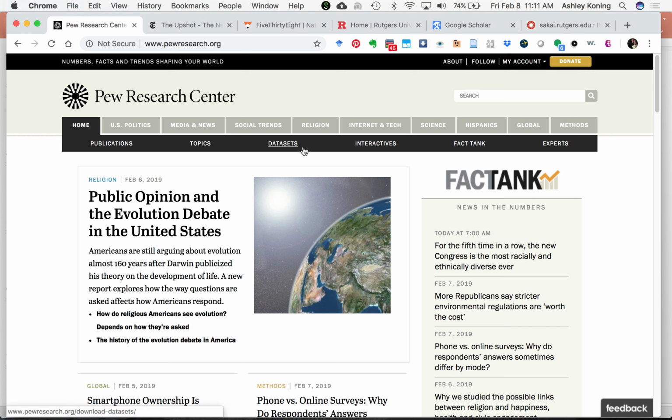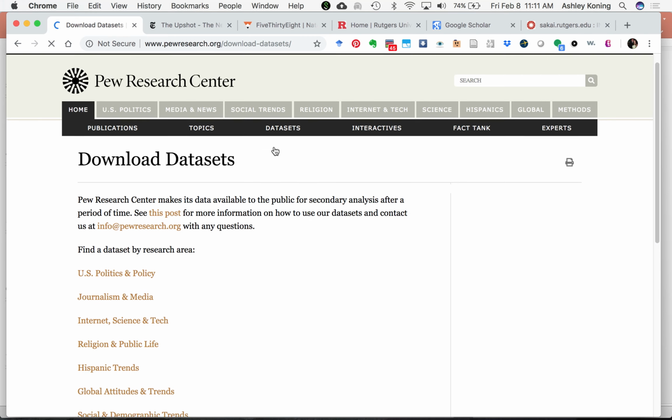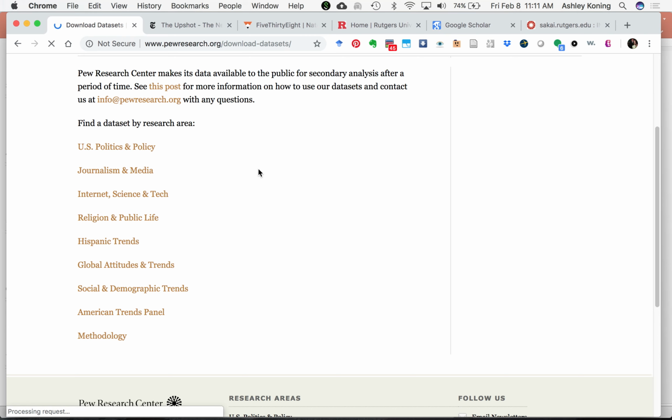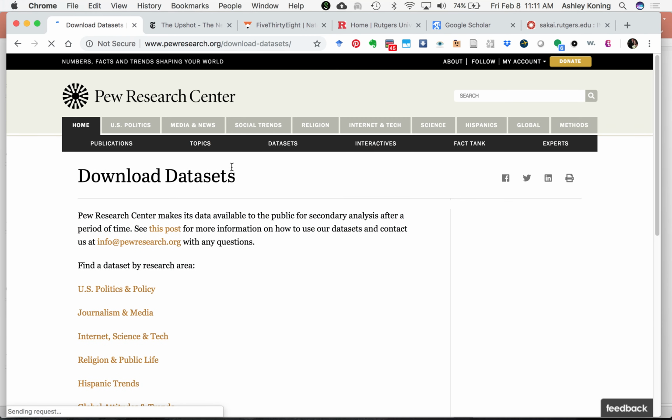Pew Research Center is always a fantastic place to go to. You can see up at the top that they have a ton of different categories that you can choose from. They also have data sets. If you look under their data sets and sign up for free, you can actually download one of their data sets to use for your hypothesis, and we can get into that a little bit later.